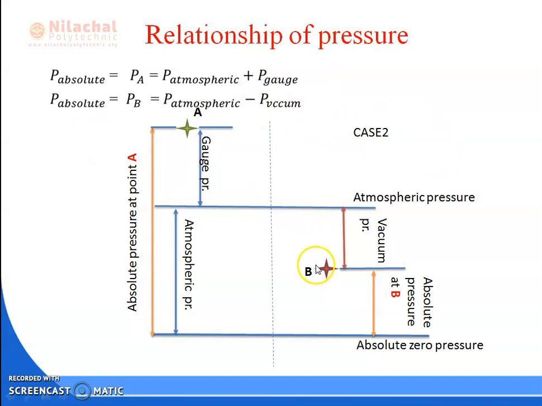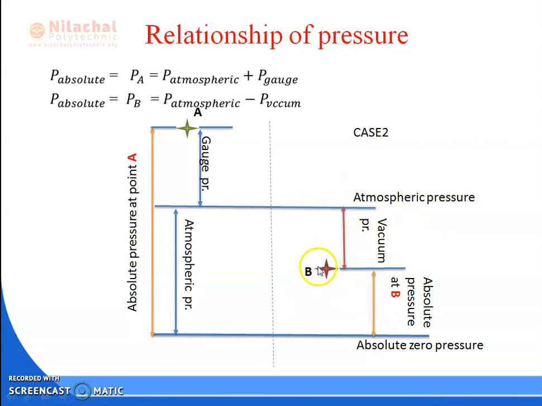Case number 2. Suppose I have marked a point B here, and I want to measure the pressure at point B with respect to the absolute zero pressure line. If I measure any pressure with respect to the absolute zero pressure line, that pressure is known as which pressure? Absolute pressure, at which point? B point. Clear? So here is the atmospheric pressure line.